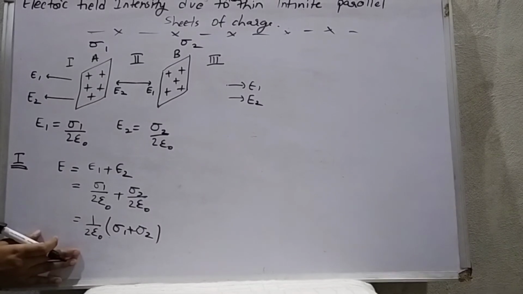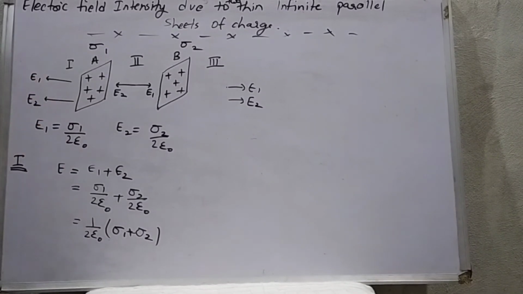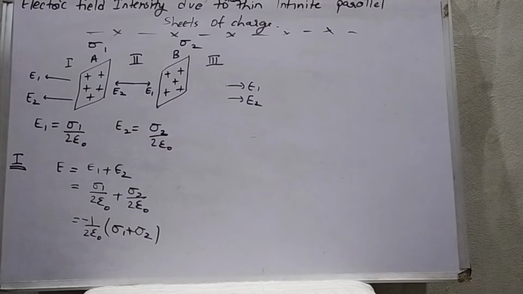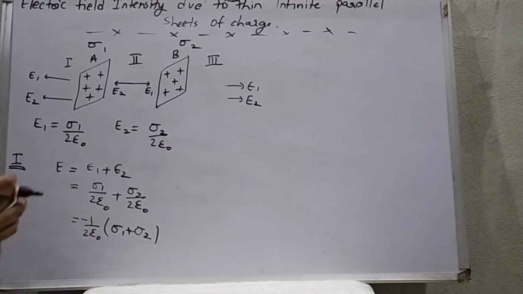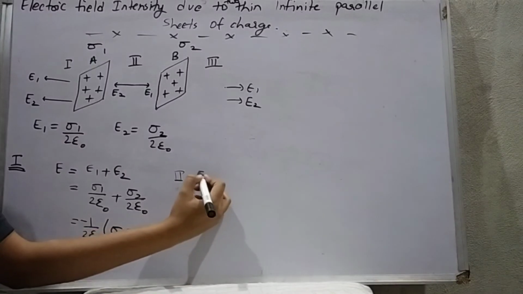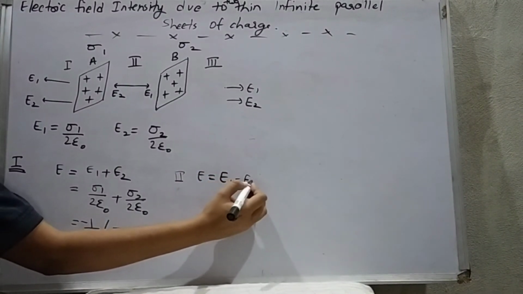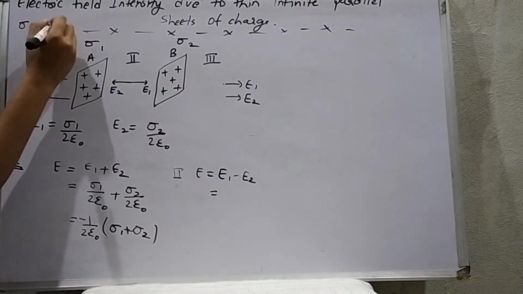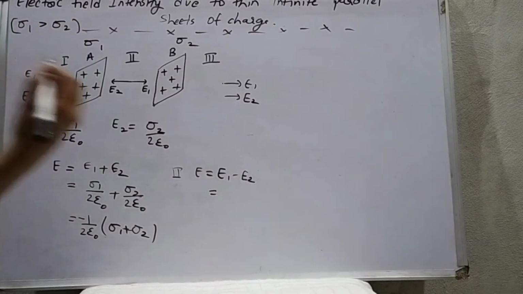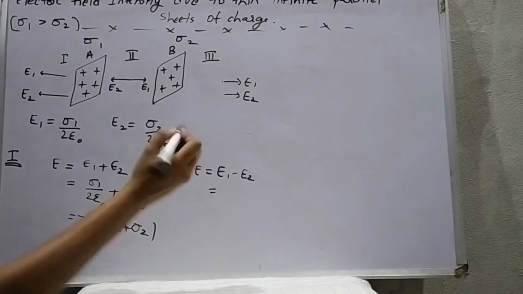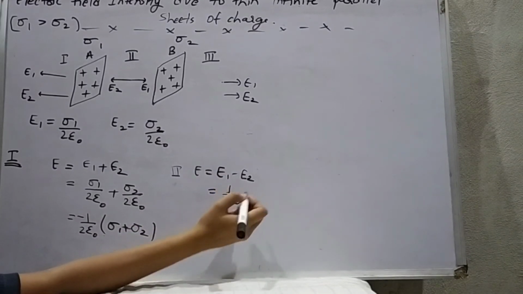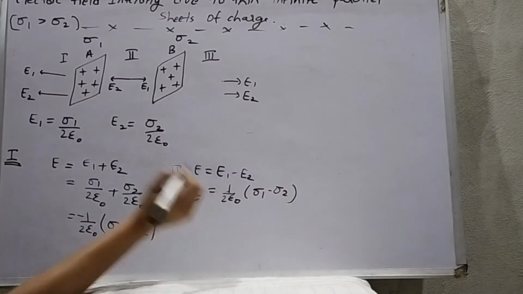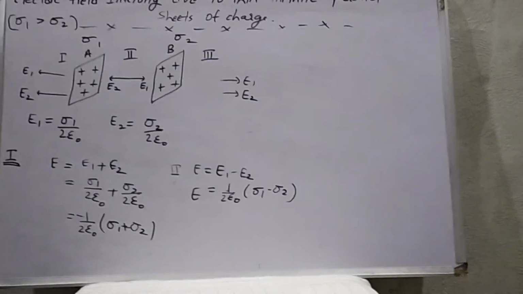Due to the sign convention, if you are calculating the electric field in the left, you will use the negative sign here. This is due to the first one. Now at the second, E equals E1 minus E2, which will come only when sigma 1 is greater than sigma 2. The value will be 1 upon 2 epsilon naught times (sigma 1 minus sigma 2). So this is the electric field intensity at the second point due to both parallel sheets.